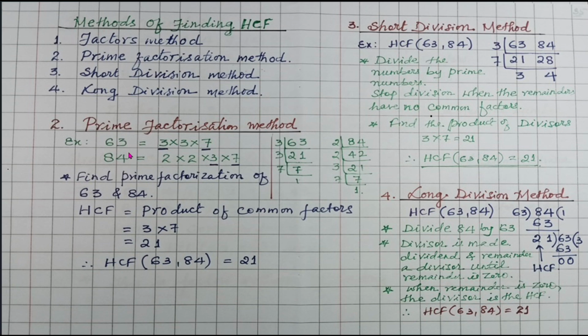So it is a very simple method. Write the prime factors of the number, write the prime factors of the other number, find out which are the common factors in them, and take the product of those. That will be the HCF, and that is the prime factorization method.